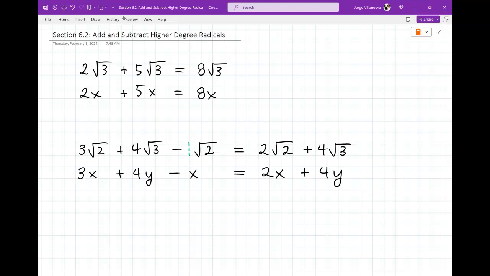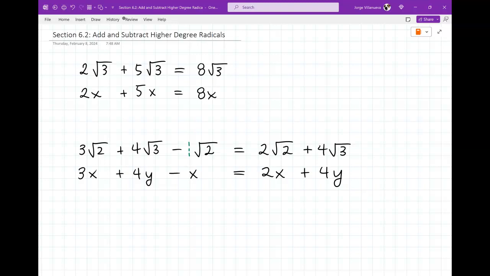Same pattern. The like radicals are like the same variables, the x's, and the ones that are different radicals will be different letters. So we shouldn't have a problem with 3x plus 4y minus x. We should be able to get 2x plus 4y. We've been doing that for years, right? So radicals are the same. They behave the same way.